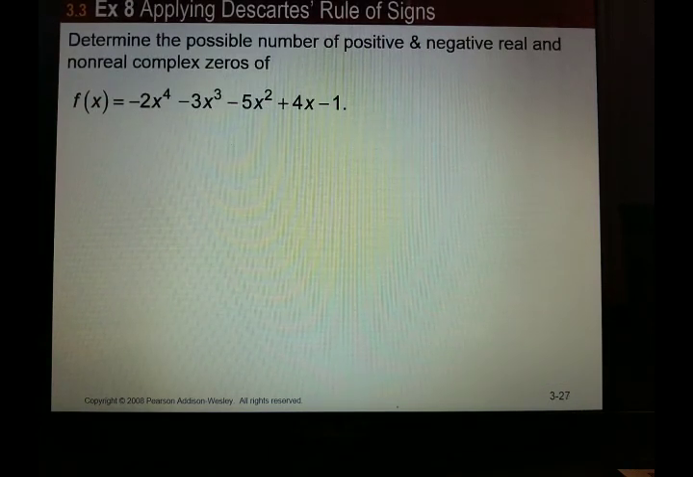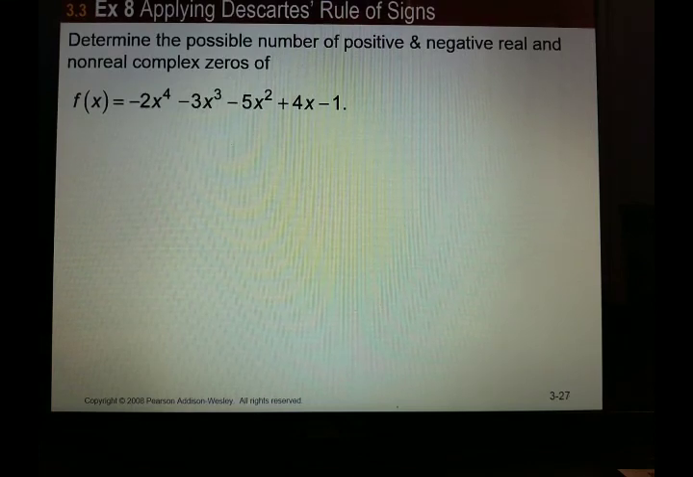All right, Descartes' rule of signs. This is something that's brand new to you from college algebra. This was not covered in your Algebra 2 class last year. So determine the possible number of positive and negative real zeros and the non-real complex zeros of a function.